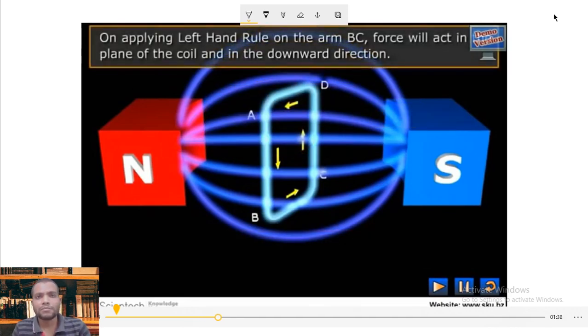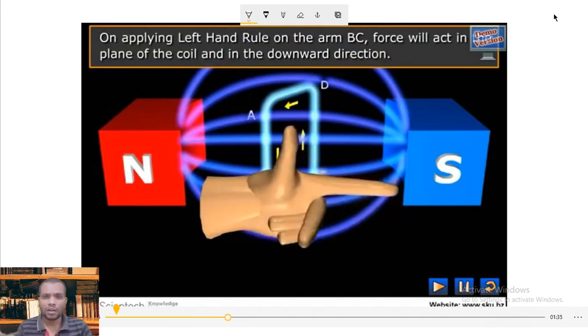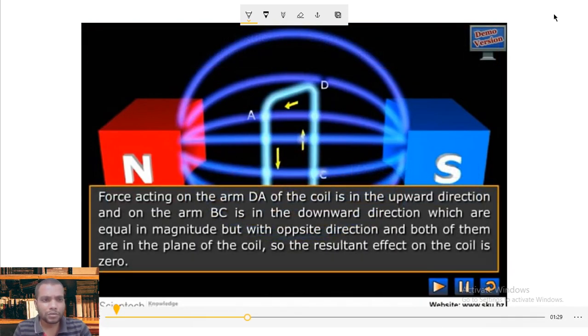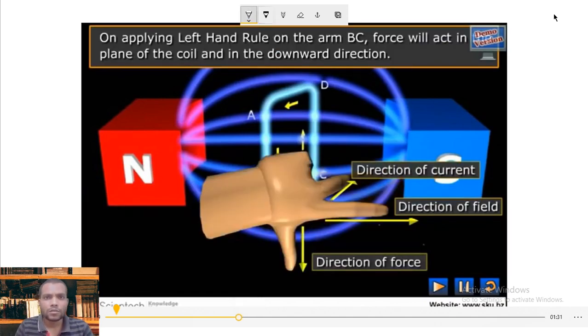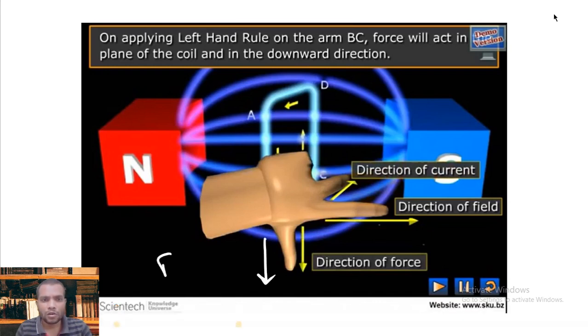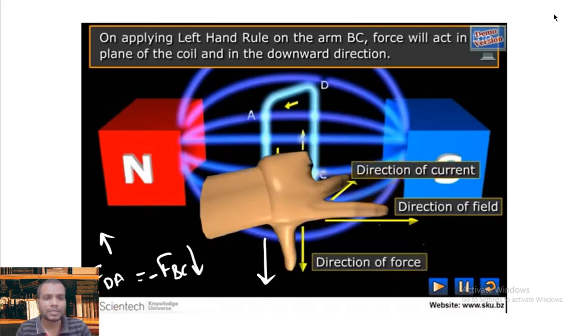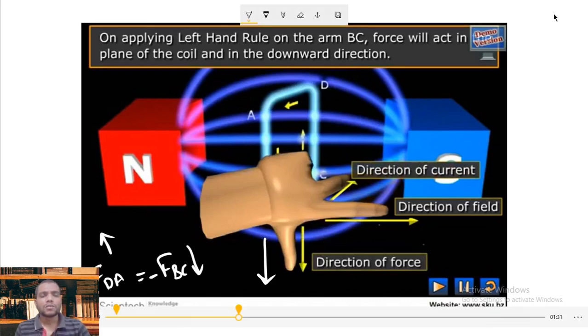Similarly, if you apply the left hand rule to the downward arm BC, the force acts in the downward direction. In the arm DA, the force is in the upward direction. So these two forces are equal and opposite. Since they are equal and opposite, they do not contribute any couple. So they cancel out each other.